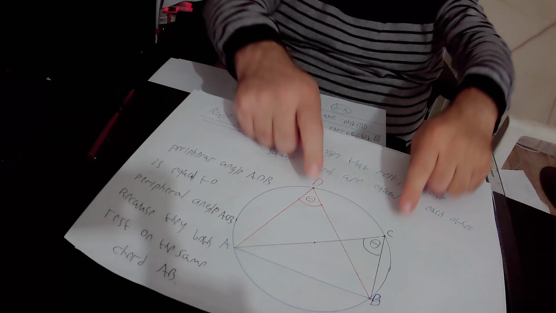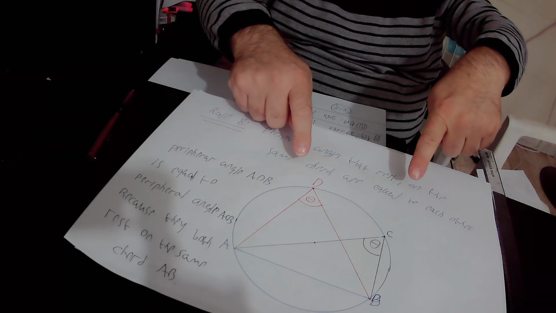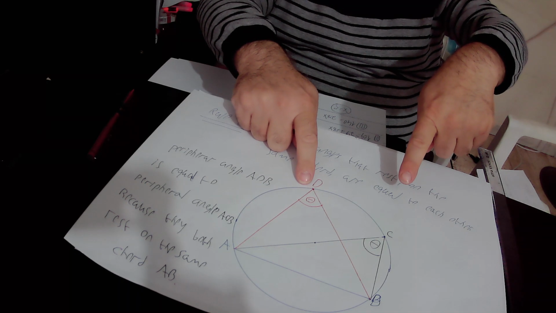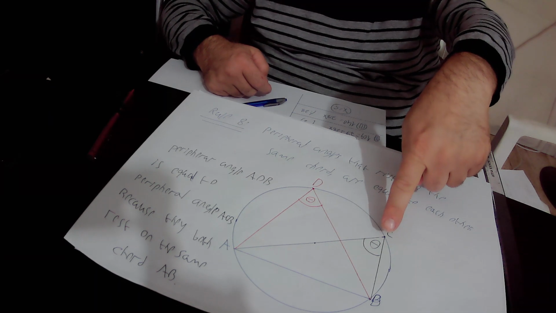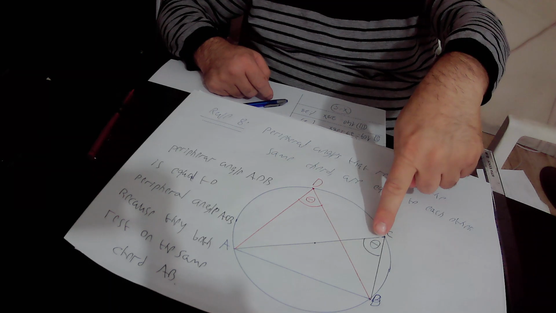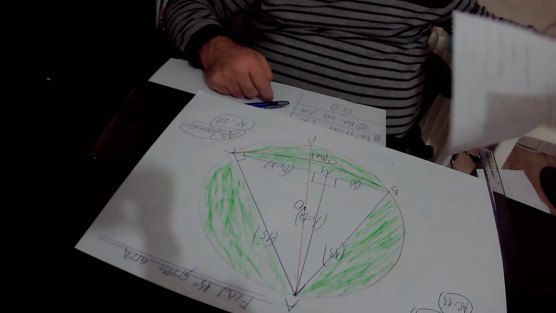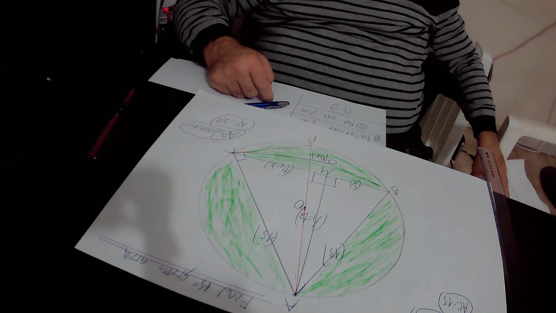Again, those two peripheral angles rest on the same chord AB, therefore they are equal to each other. That is to say, peripheral angle ADB equals peripheral angle ACB. So if this angle equals theta, then the other angle must also equal theta. So actually we can implement rule number 8 in our drawing.